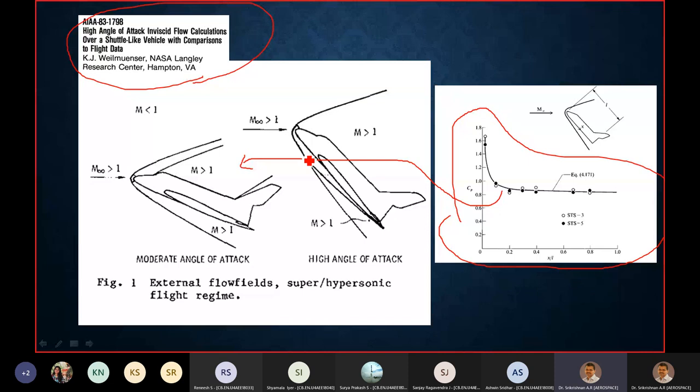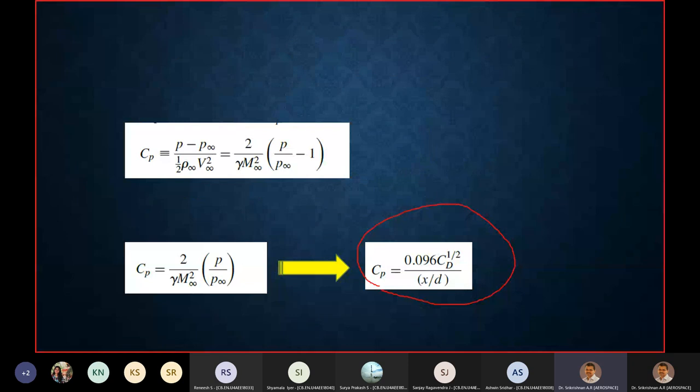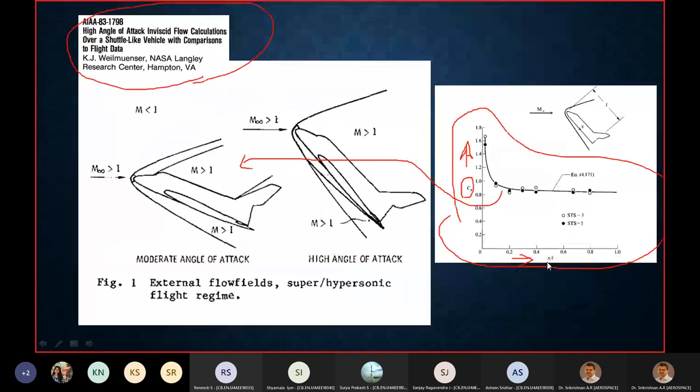So what are we gaining here? You have the space shuttle with different angles of attack at high Mach numbers, well in excess of 6, 7, 8, etc., much higher range as well. The CP distribution, CP on the y-axis here, is shown as a function of x by L. Please remember the equation: CP is equal to 0.026 CD to the half divided by x by D. Here it is just normalized by x by L.